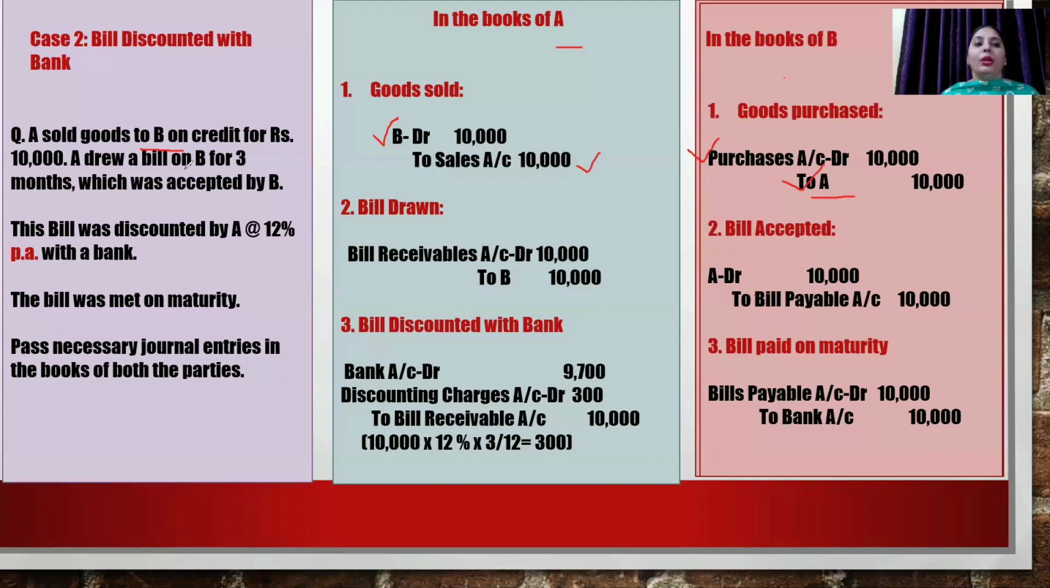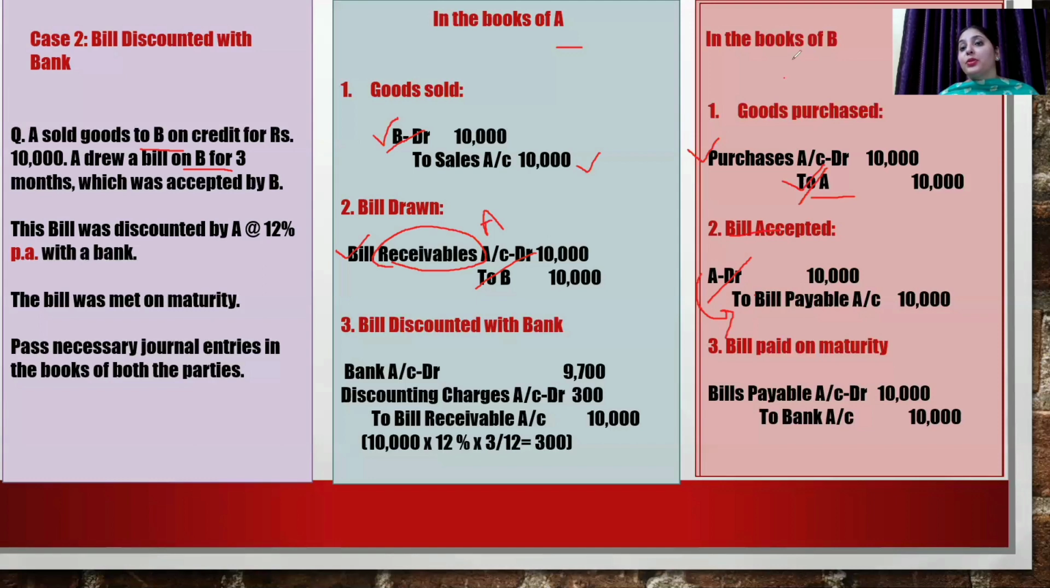Now A drew a bill on B for 3 months. When the bill is drawn, the entry in the books of the seller will be bill receivable account debit because the amount on this sale is yet to be received, receivable. So this is an asset. And B's account will be closed, so B will be credited. Similarly, when B accepts this bill, he will close A's account and convert this creditor into another liability, that is bills payable. So the entry will be A debit to bills payable account.